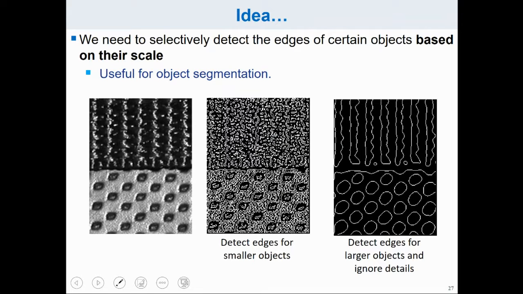So the idea is we need to detect certain edges based on their scale, for segmentation. If I have this image, and I want to detect all the small edges and the big edges, I will get something like this. But I can apply the Marr-Hildreth edge detector, and then it will only detect the strong edges that you see over here, which is really a good representation of this image here.